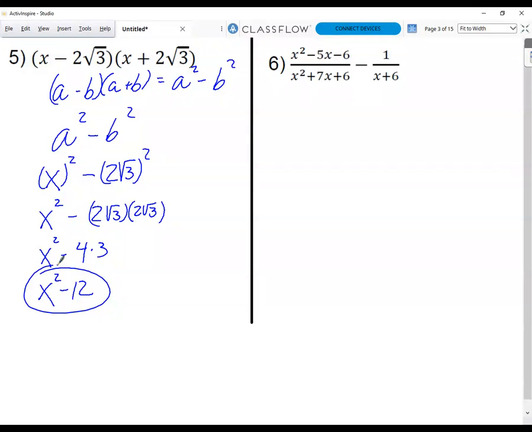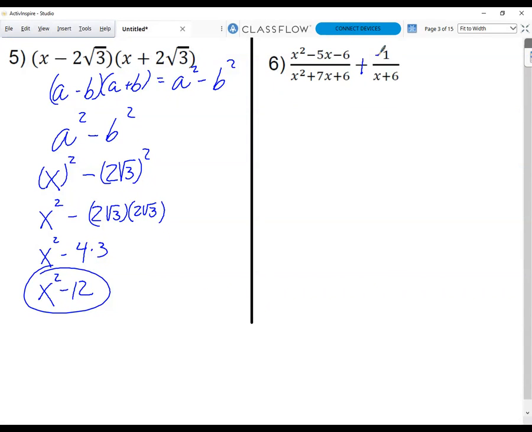Number 6 is where the problems start getting a little bit longer. So it's x squared minus 5x minus 6 divided by x squared plus 7x plus 6 minus 1 over x plus 6. This may or may not be an open-ended problem where you're going to have to do the restrictions. That's what they're called. So step 1, you're changing your subtraction to addition. I'm going to do that on the initial problem because for me that makes more sense.